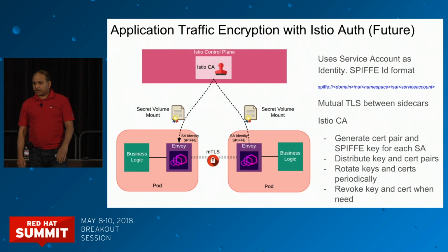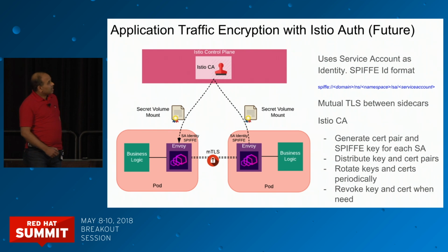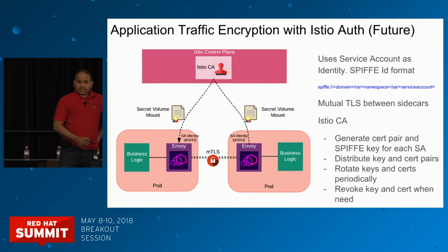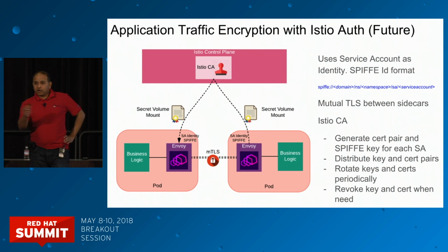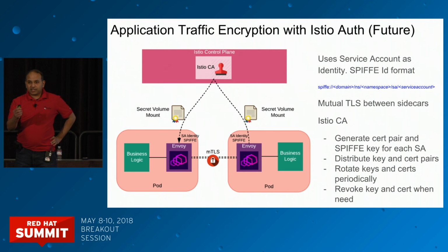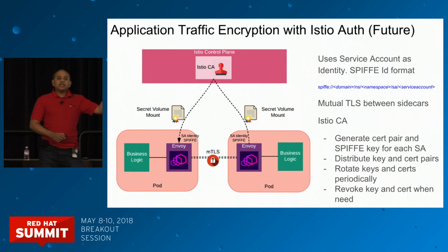But what about the security part, right? From a network security perspective, what can we do? That's the third component, which is Istio CA. The control plane includes Istio Auth, which has a certification authority. How many of you know about service accounts in OpenShift? You've heard of service accounts, right? Every pod on an OpenShift cluster runs as a service account. This concept has moved from OpenShift into Kubernetes. Now Istio is using the service account as the identity for every pod.